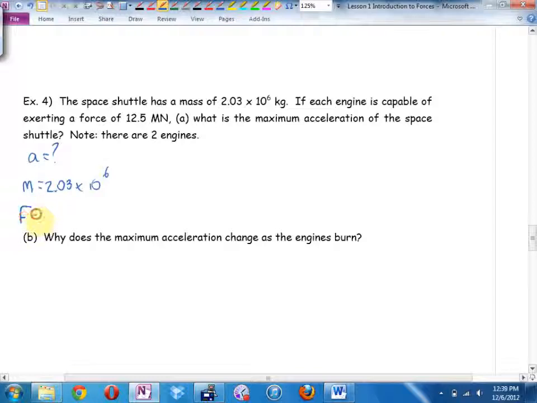What's the force? Well, it says there's two engines. Each can exert 12.5 mega. What is that on your formula sheet? What's capital M? 10 to the what? What's mega? 10 to the what? 6? Okay.